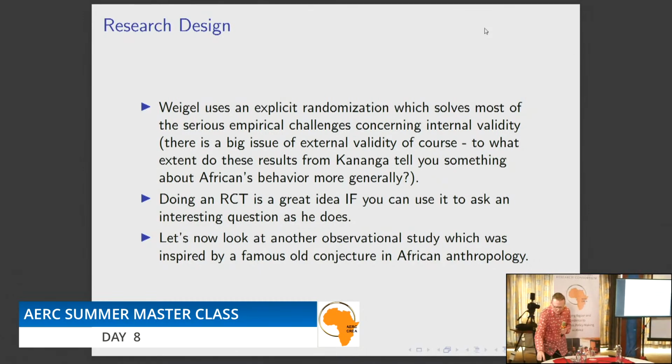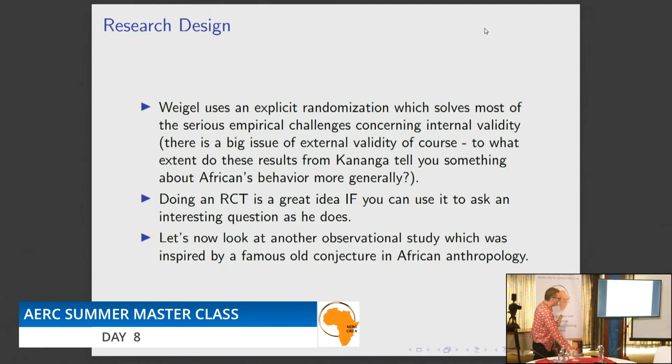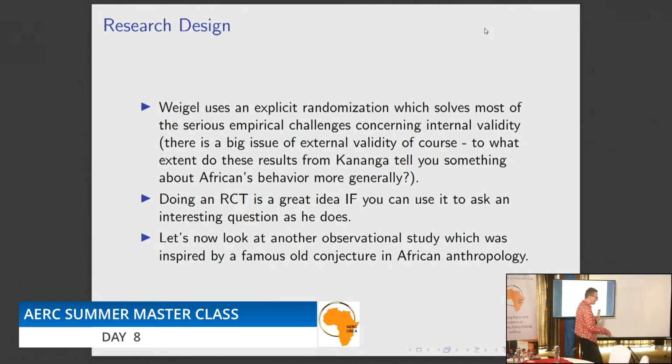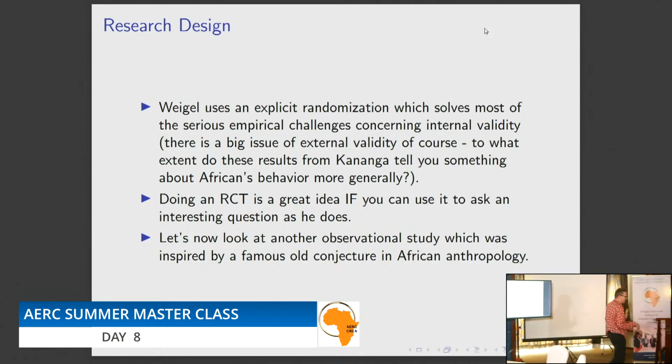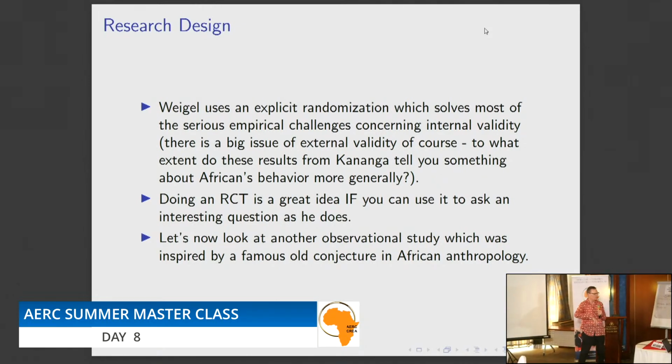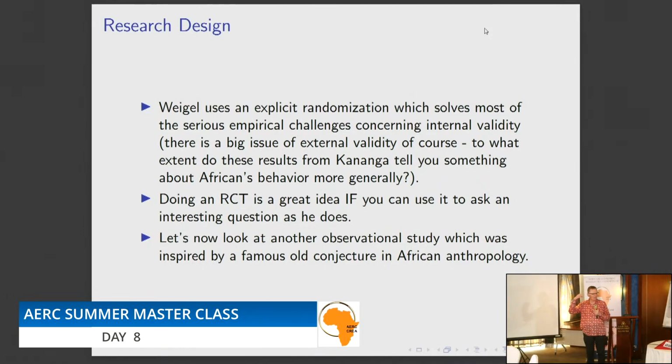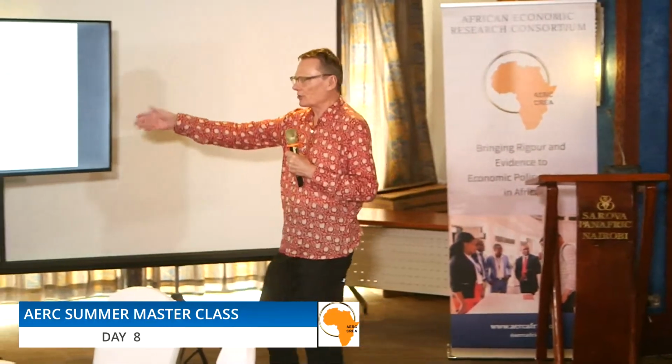Let me see what the time is. Okay, great. I'll talk about this other paper, and then we can have tea, and then I'll talk about the final paper that Professor Bautista was going to talk about. All right. So that was a randomized controlled trial.